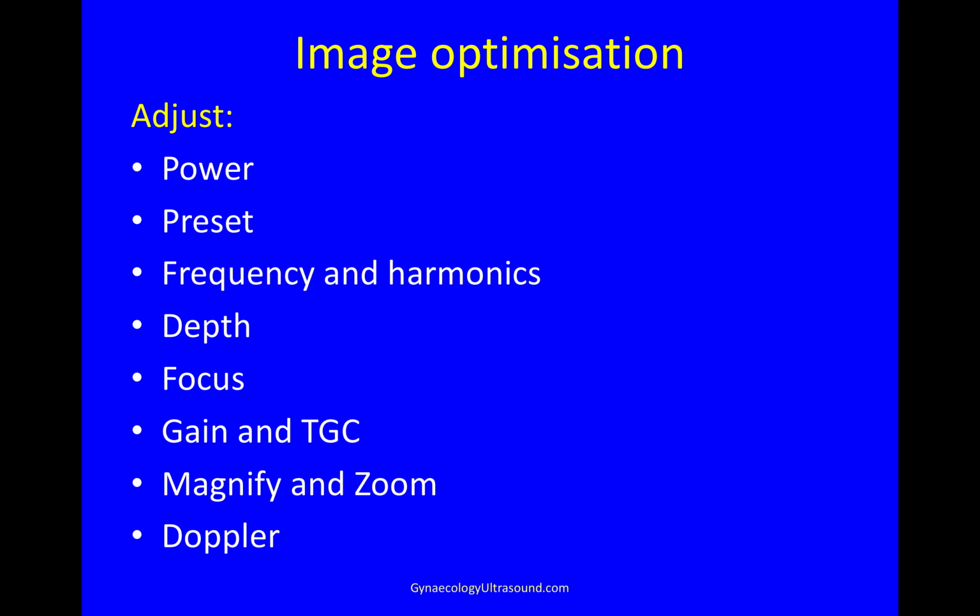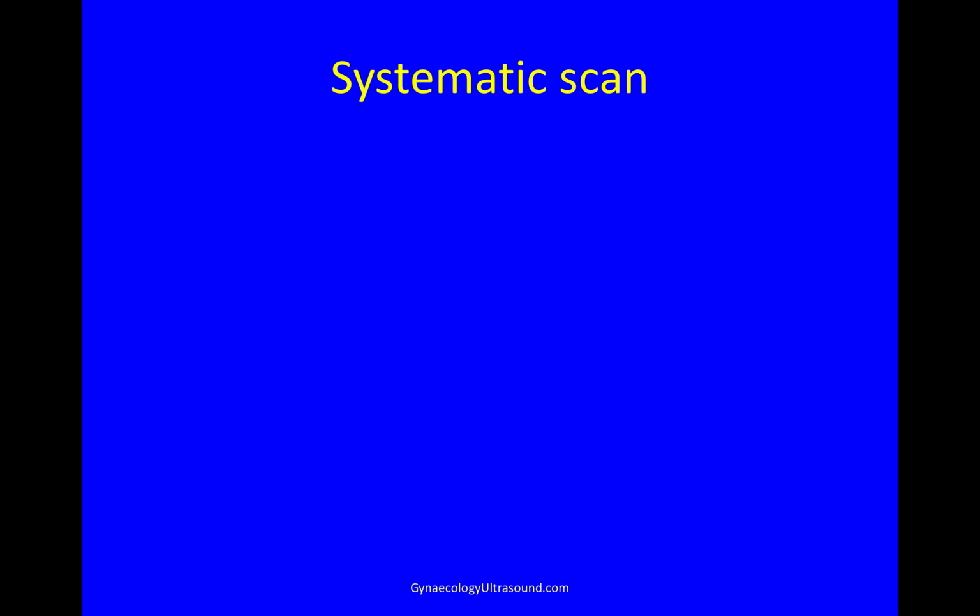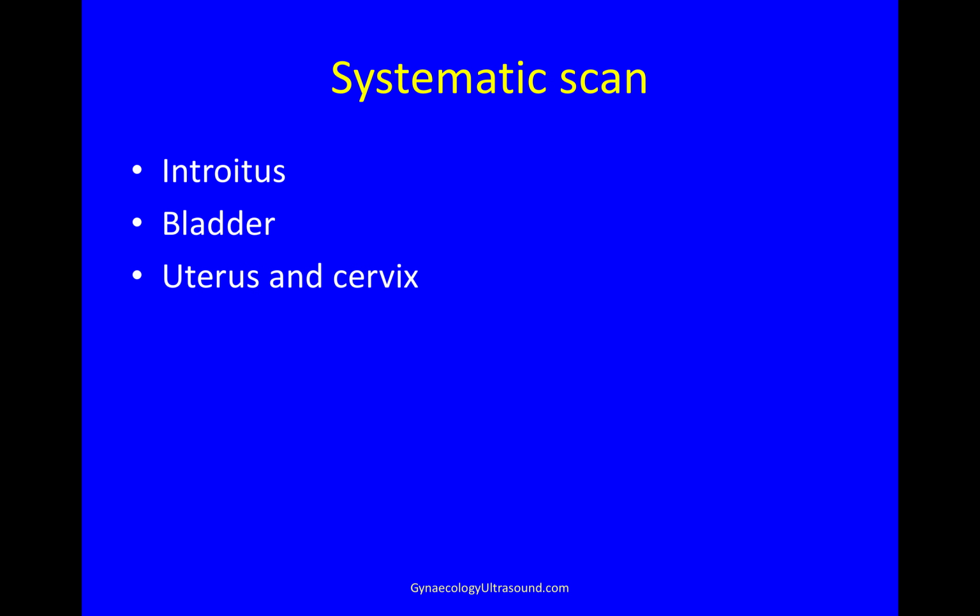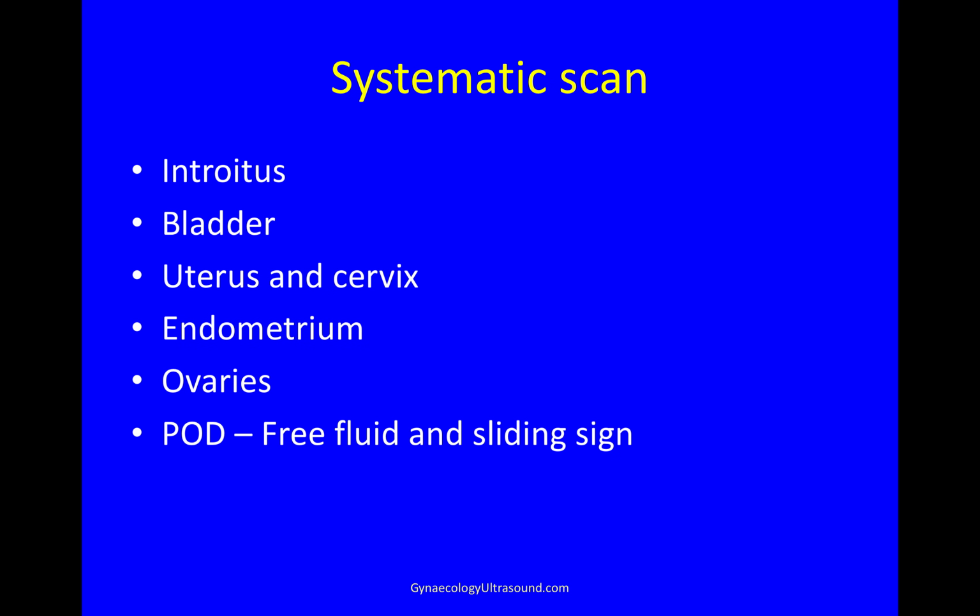Image optimization I'm not going to talk about, we'll do that in a different video, just to be aware that these are all things that you may need to change. And then the scan is systematic, it's the same every time. You start by looking at the introitus, then at the bladder, uterus and cervix, endometrium, the ovaries, and the pouch of Douglas, free fluid and sliding sign. And these are absolutely essential every single scan.